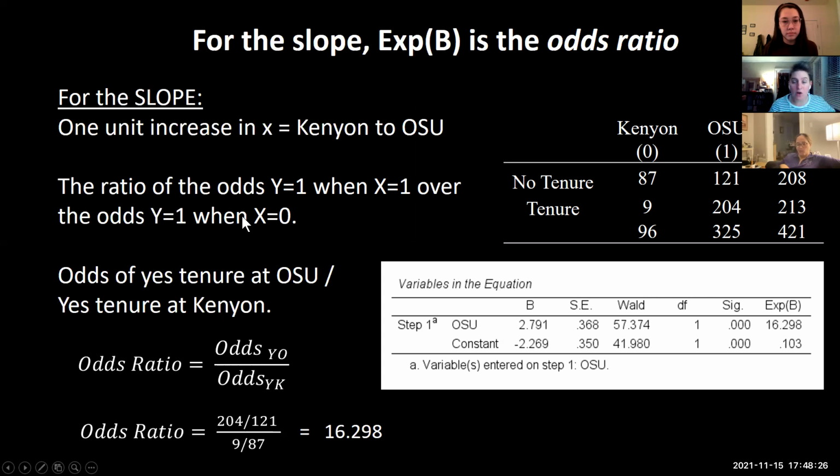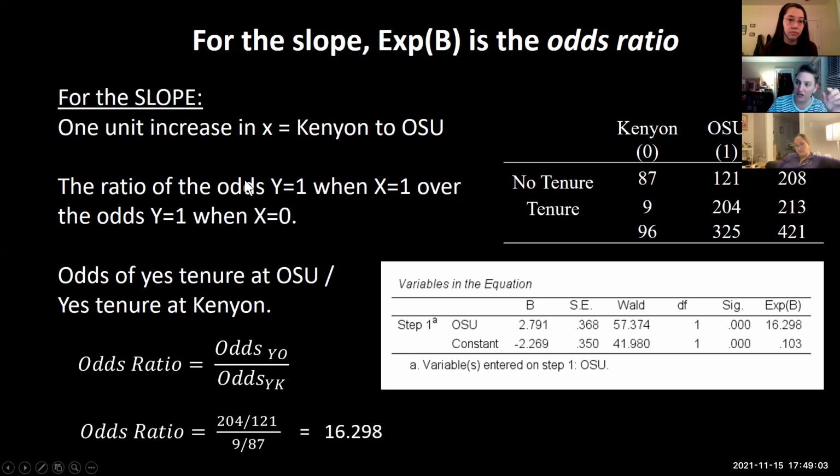All right, the slope we're interpreting somewhat differently. For the slope, instead of comparing the event happening over the event not happening, now what we're saying is it's a 1 unit increase in x, which means we're going from Kenyon to Ohio State. So if I'm going to grab 2 random people and one of them has a red name tag and one has a purple name tag, what's the increase in odds? What's my comparison of odds from the person in Kenyon having tenure versus the person at Ohio State having tenure?